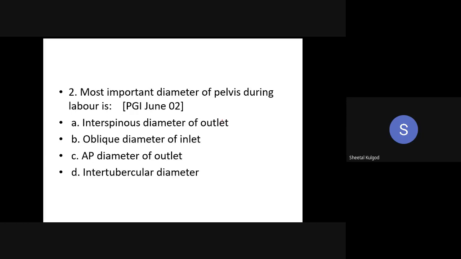There is a small mistake here. It's not outlet actually. It should be the inlet. Interspinous means in between the spines. Where does it come? It comes in the mid cavity. So it should be mid pelvis.